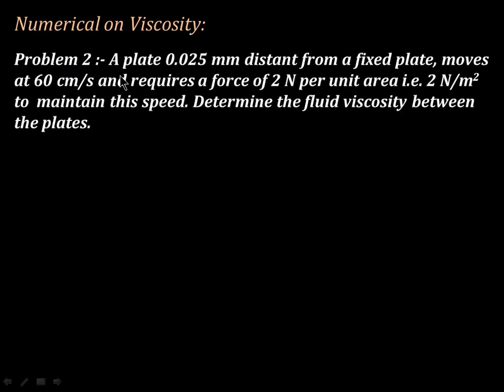So the question is given as: a plate 0.025 mm distant from a fixed plate moves at 60 cm per second and requires a force of 2 Newton per unit area, that is 2 Newton per meter square, to maintain this speed. Determine the fluid viscosity between the plates. So let us try to understand this question through the diagram.